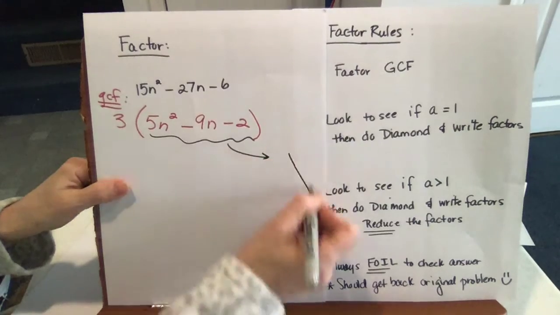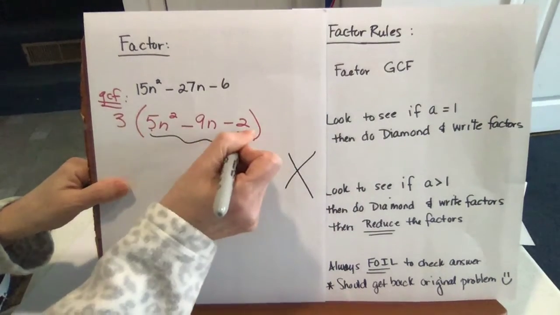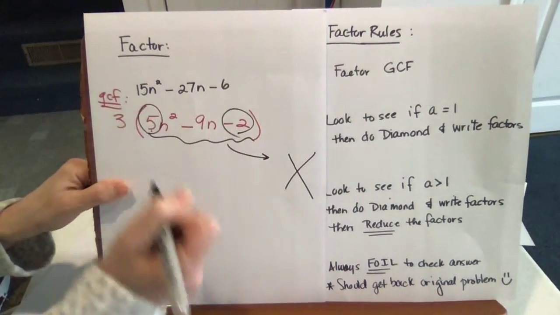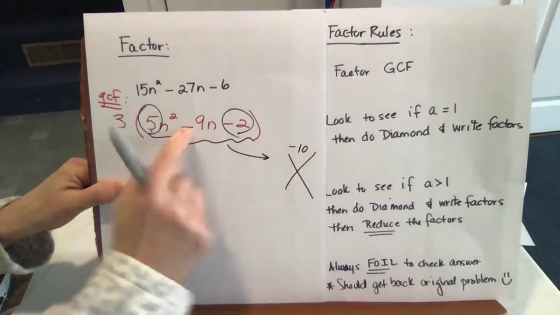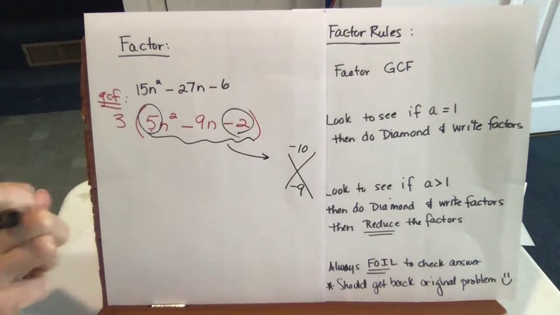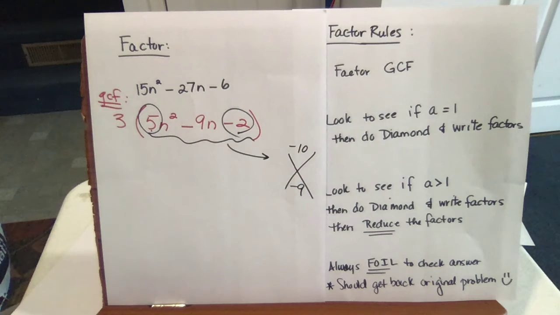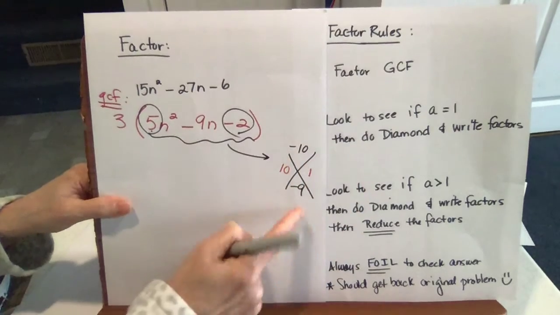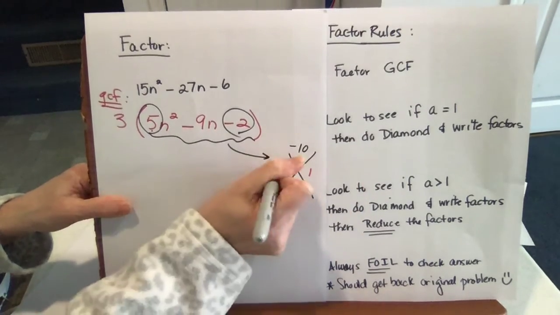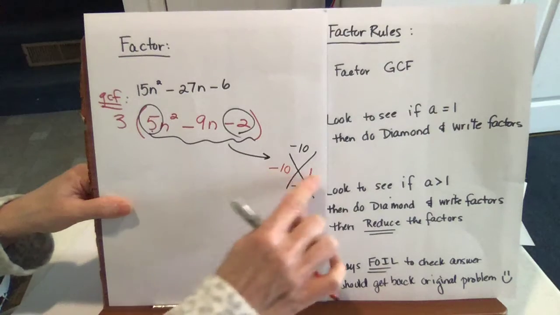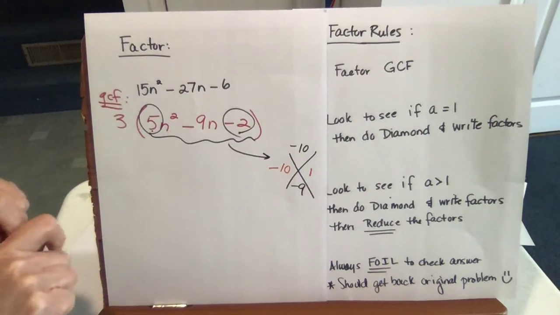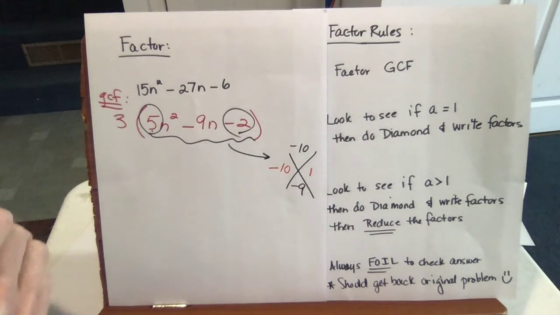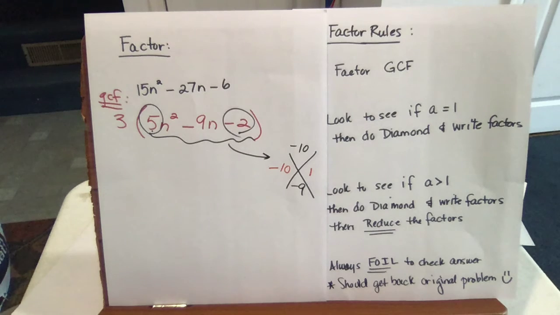So our diamond comes here. It's 5 times -2, so it's this and this, which is -10. -9 goes in the bottom. We need factors of 10 that could possibly give us a 9. So 10 and 1 would work. They've got to be -9 when we add, so -10 would do that. And -10 times 1 gives us a -10.